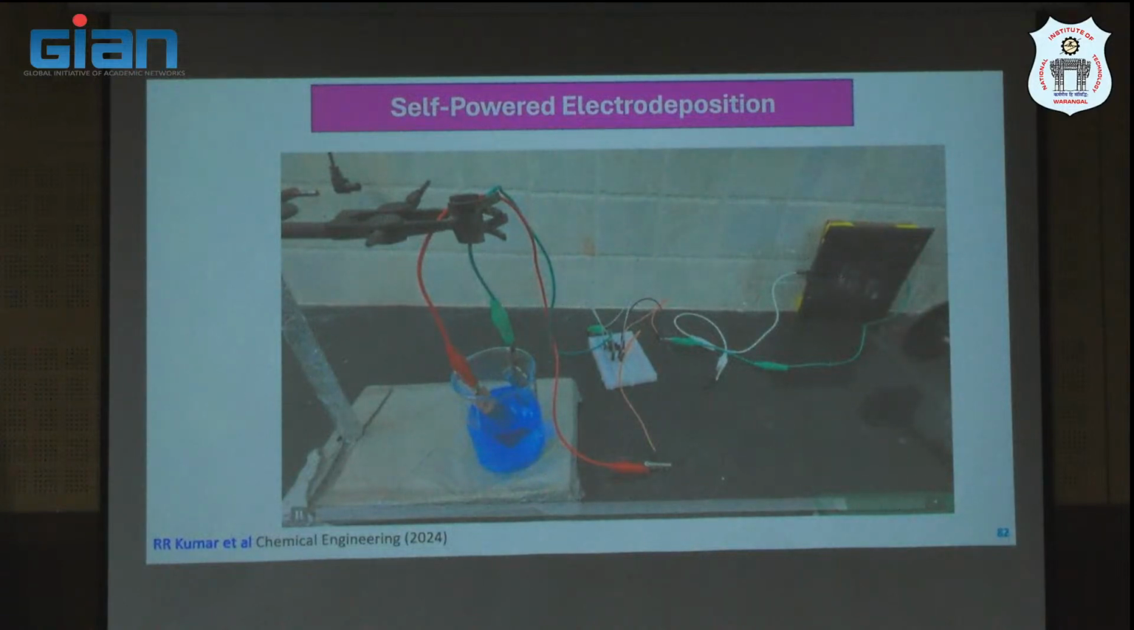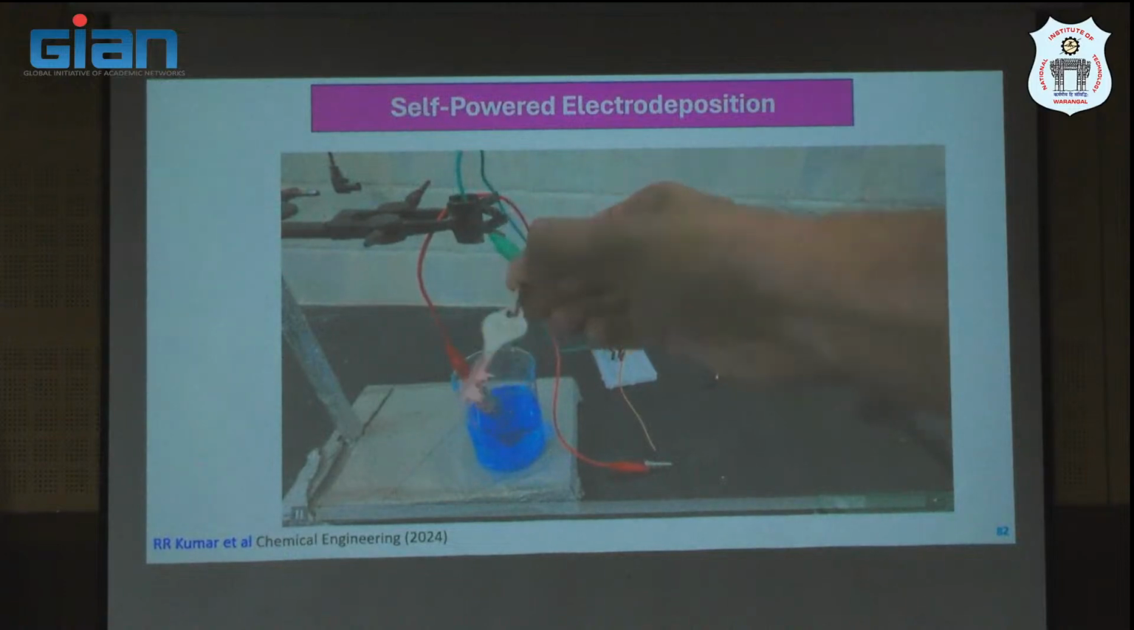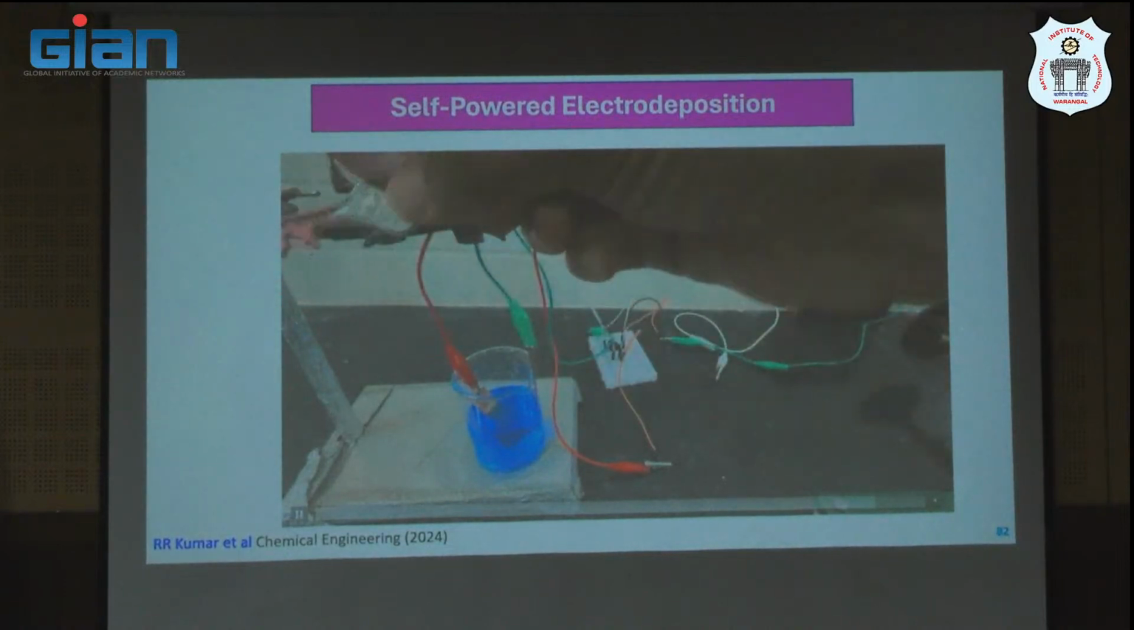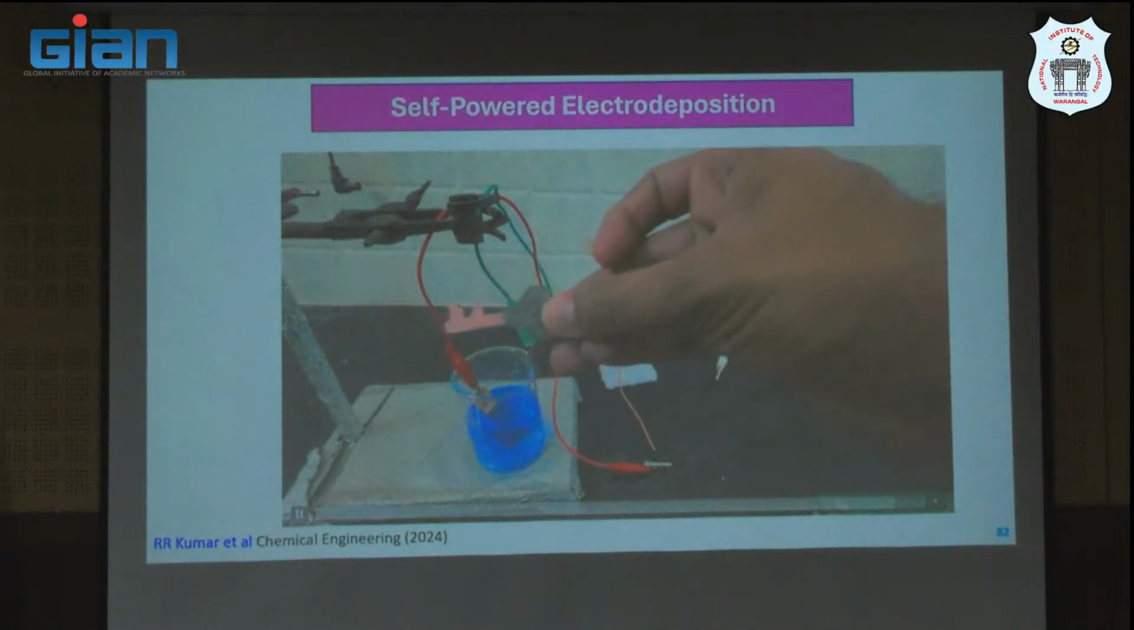Now you can see the key from that solution. It will be coated with copper nicely. Can you see, all of you? Yeah. So this is a self-powered electrode deposition with the triboelectric nanogenerators. This we have demonstrated in our laboratory.